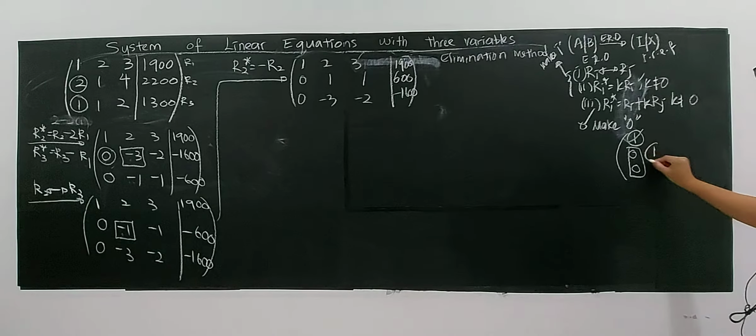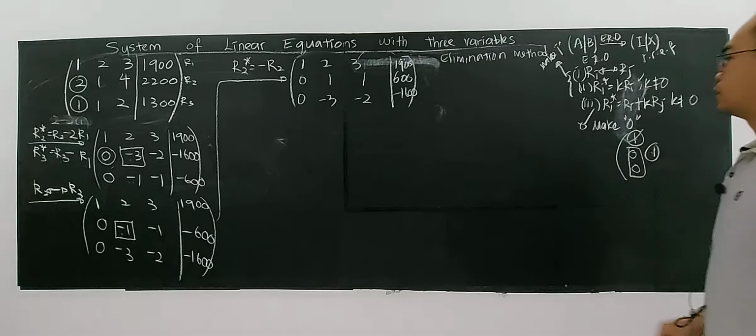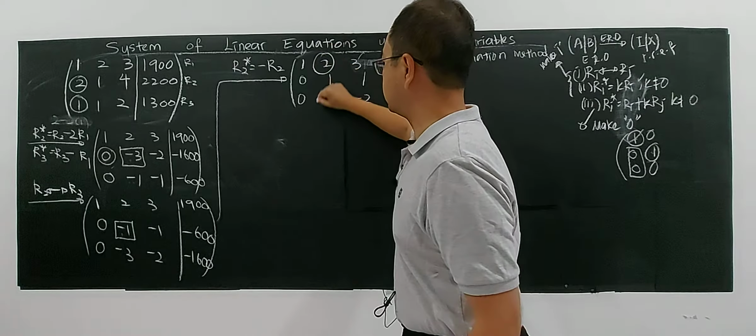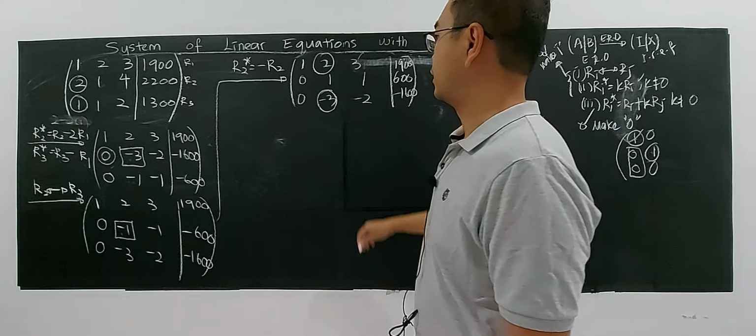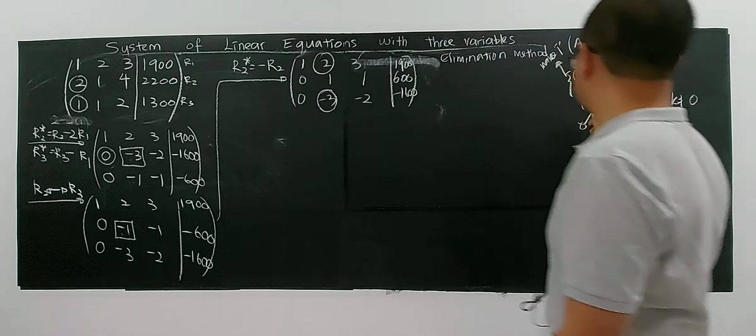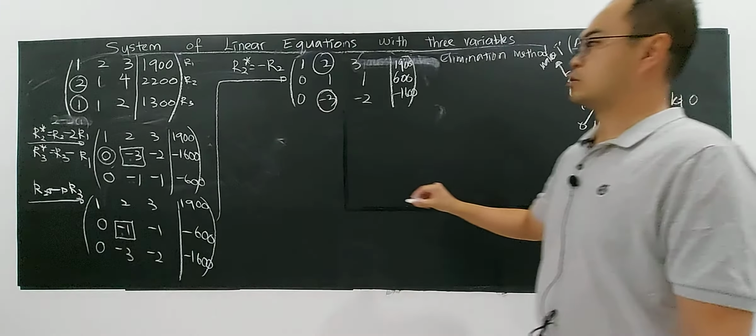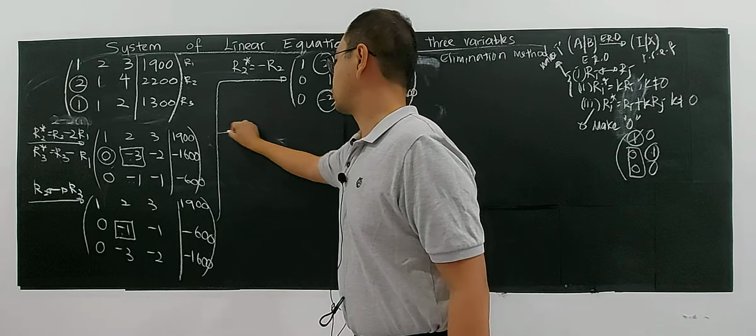So you have completed step 1, step 2, step 3. Now go for step 4. Make this 2 become 0, right? So when you want to make something become 0, this is the operation. So how? Let's continue.